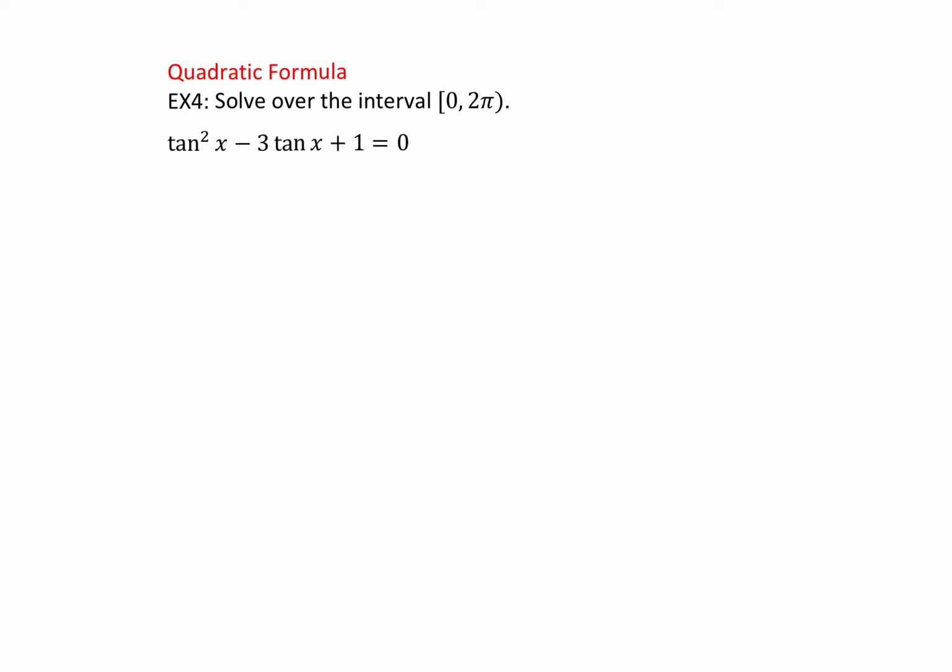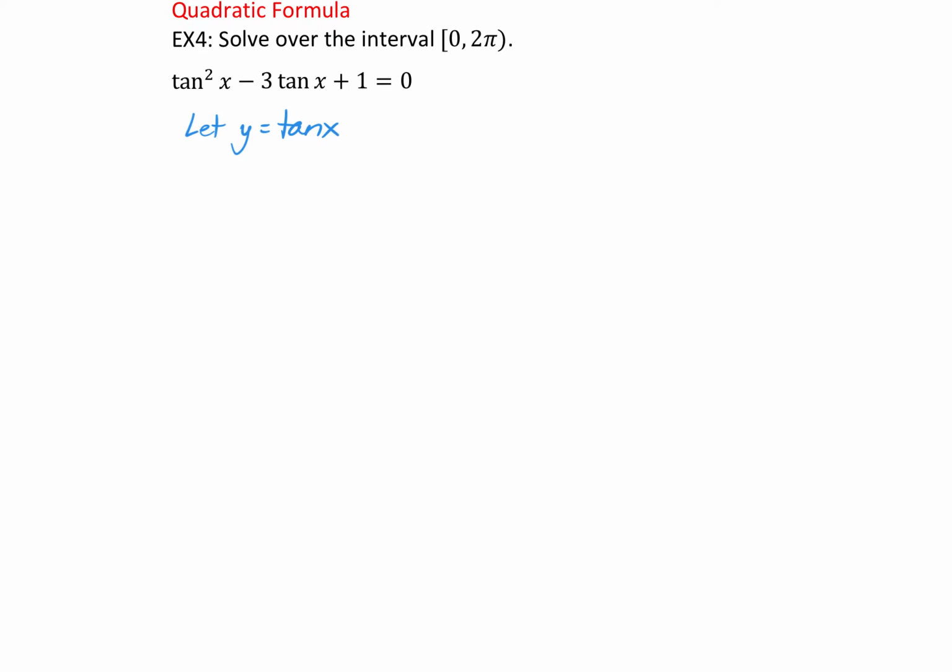The tangent of x is distracting, so I'm going to do a substitution. And again, I'm going to use y because x is already in use, but you could choose whatever variable you want, as long as you don't choose x. When I look at this equation, it's y squared minus 3y plus 1 equal to 0. And unfortunately, this does not factor. So since it doesn't factor, I'm going to try using the quadratic formula.